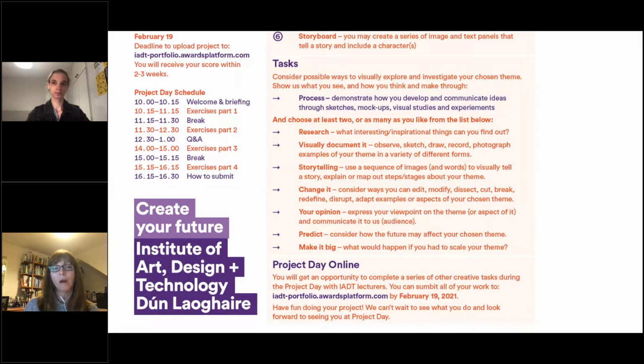So again, these are just prompts to give you some ideas, to get your creative thinking flowing, and just to do some brainstorming. And again, I say brainstorm with your friends, family, anybody, because that's what happens in studio, in college, and in real life, in work. You will typically work with a team. So don't be afraid to brainstorm your theme with others.